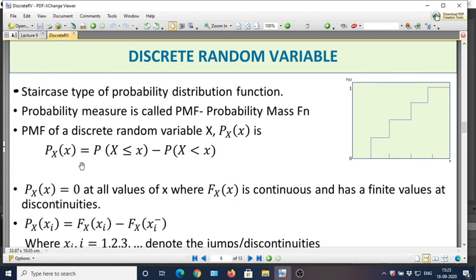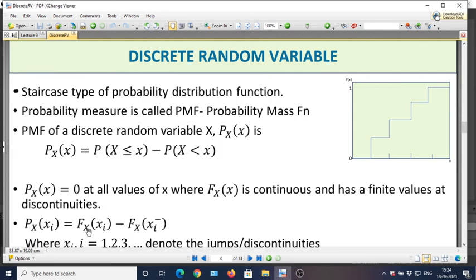And we can also note that P_X of x is equal to 0 at all values where F_X of x is continuous and has a finite value, that is, it is continuous and non-increasing. So wherever the CDF is non-increasing, at these points, the probability measure is 0. Only where this CDF has discontinuities, at these points, does the PMF exist.